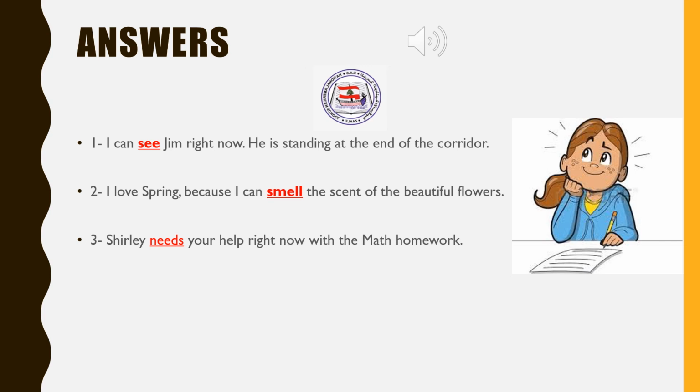For the verb see, I used it in the following sentence. I can see Jim right now. He is standing at the end of the corridor. For the verb smell, here's how I used it. I love spring because I can smell the scent of the beautiful flowers. And last but not least, here's how I use need in a sentence. Shirley needs your help right now with the math homework.